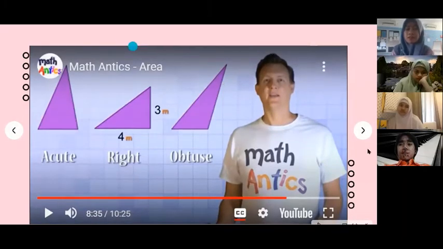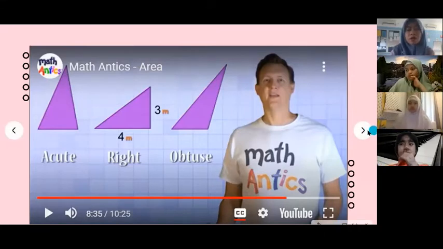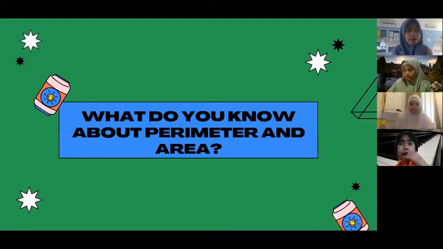Okay guys, that's the video explanation of perimeter and also area of square, rectangle and also triangle. But for this session, we only discuss the perimeter and area of rectangle and also square. So based on that video, what do you know about perimeter and also area? Can you share your opinion?